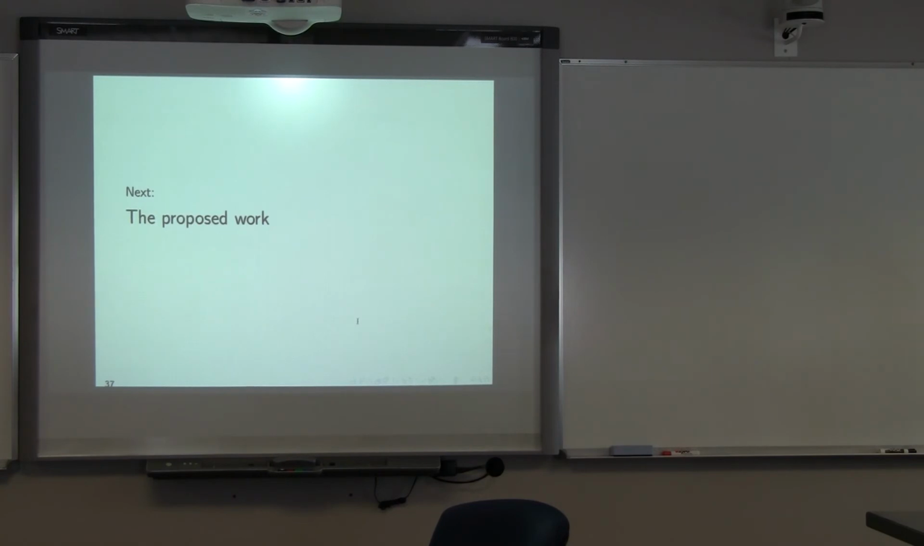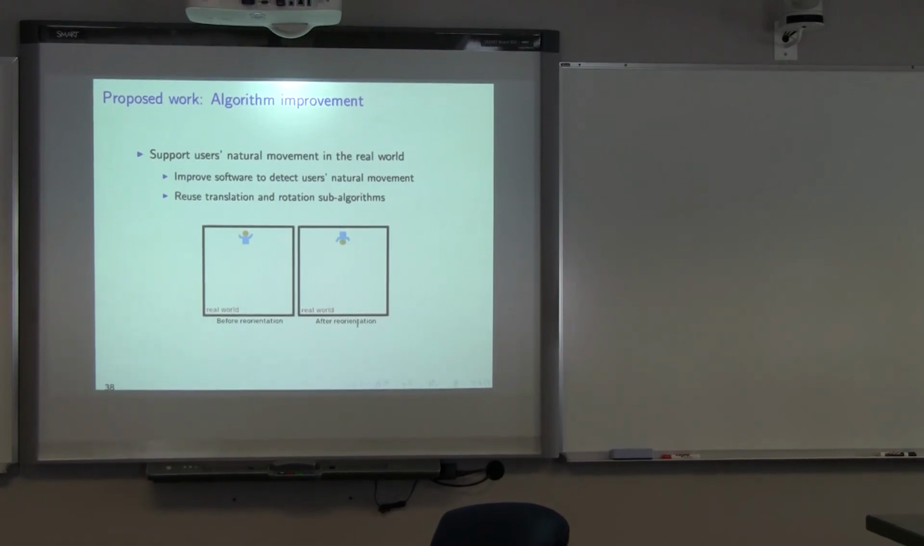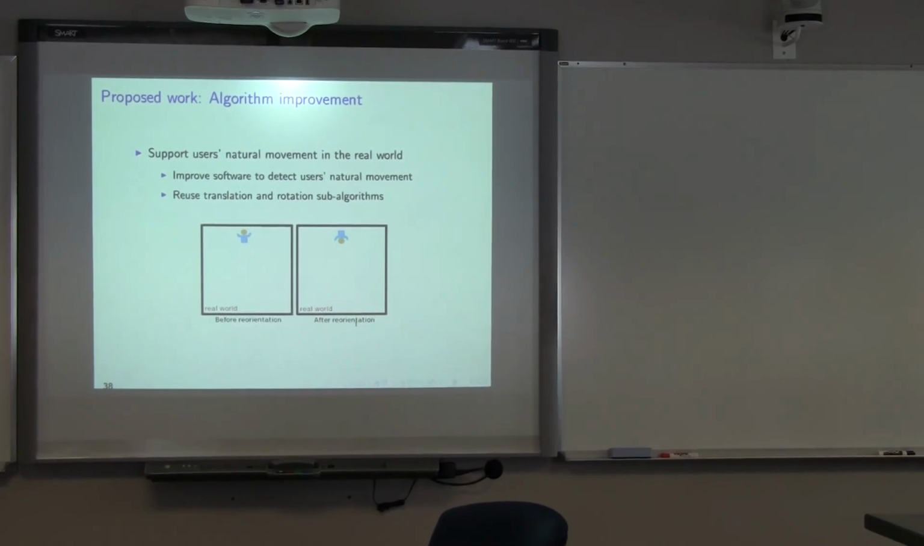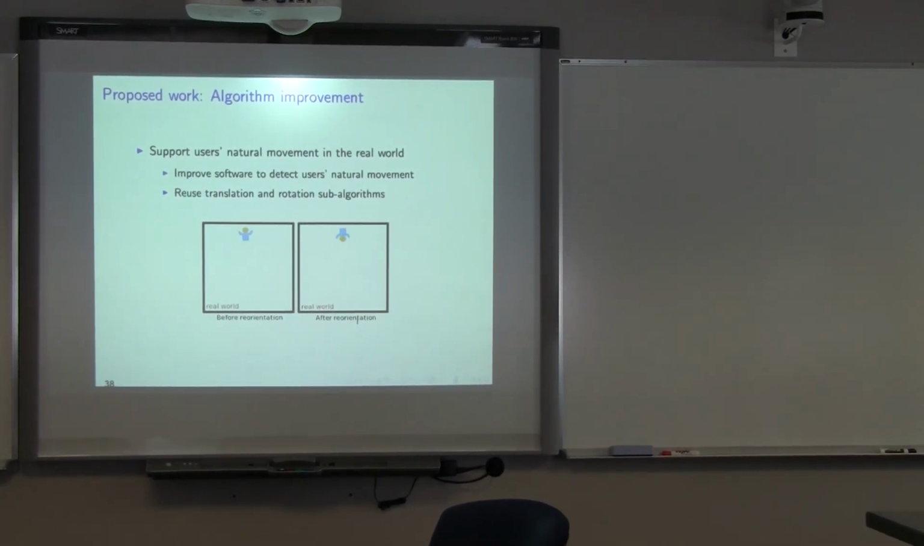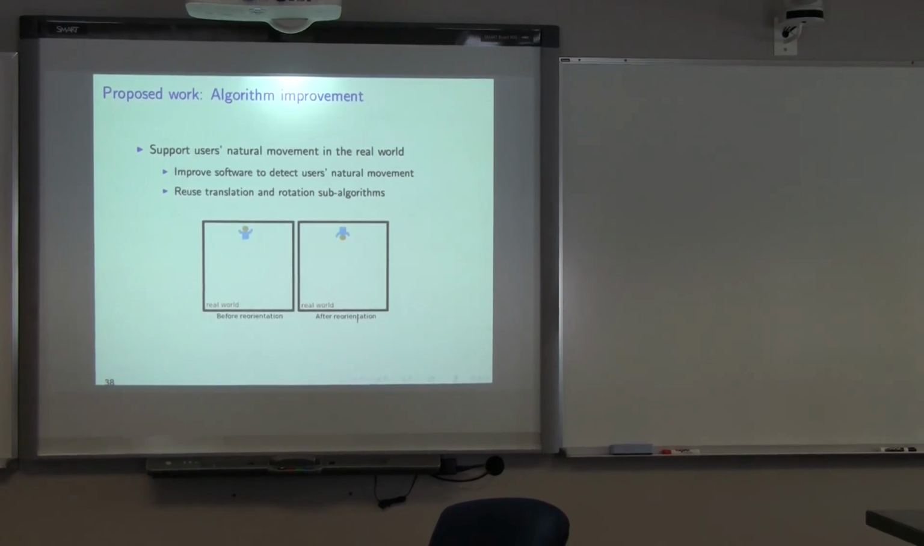Because this is my PhD study, I still have a lot of work to do. I want to improve my currently proposed algorithm. The first one is I want to add support for users' natural movement. Currently, my algorithm supports pure translation and pure rotation, which is unlikely to happen in the real world, because when someone is moving it cannot be a pure translation or pure rotation. So my proposed algorithm is only usable if we add support for users' natural movement.